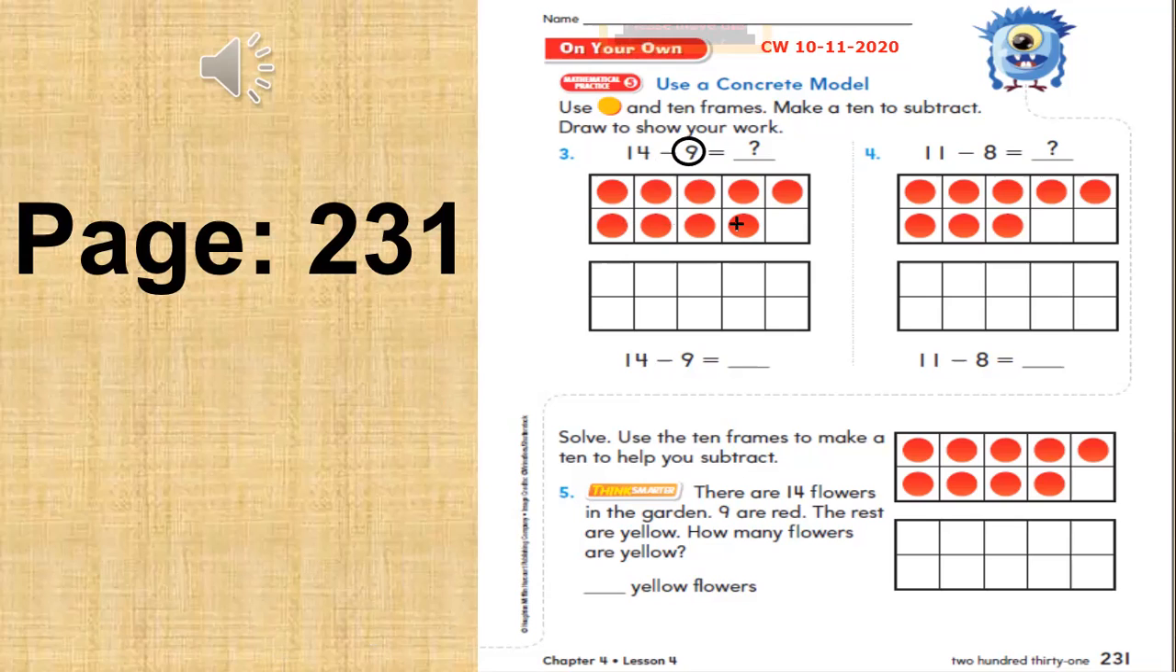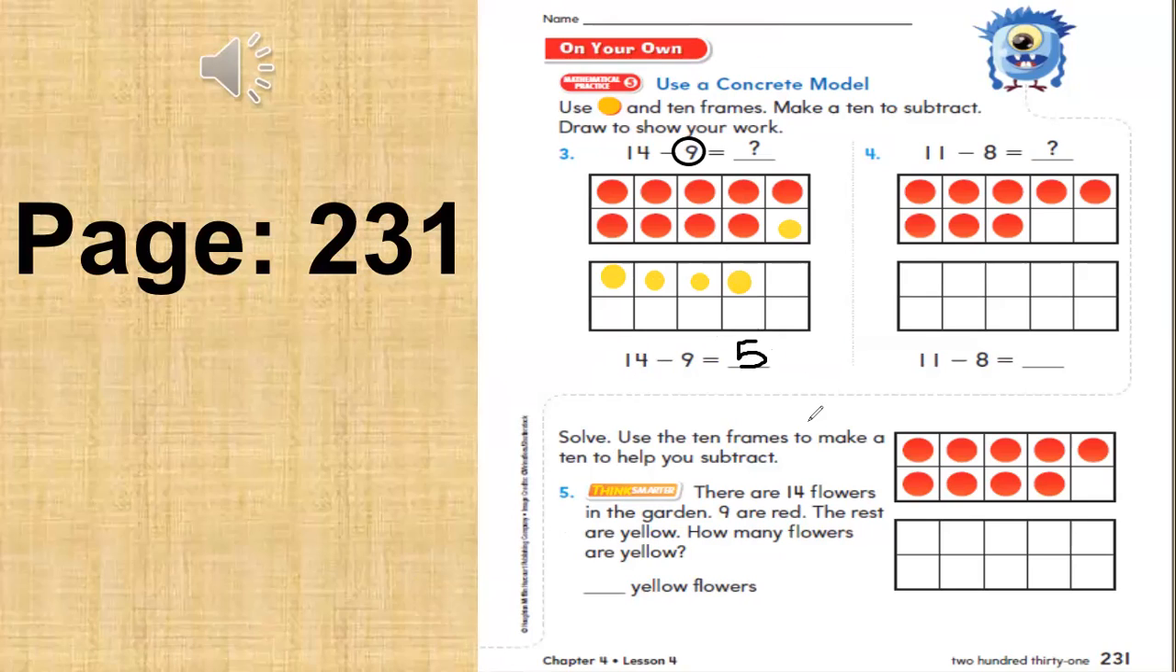As you can see here, we have 9 counters already. Now we are going to make 10 first and then count up to 14. So we have 10, 11, 12, 13, 14. So it is 14. So how many more did I draw here? How many more yellow color? Let's count it. 1, 2, 3, 4, 5. So 14 minus 9 equal 5.